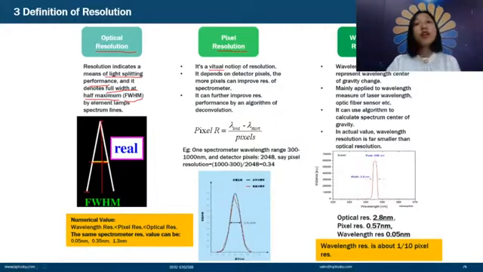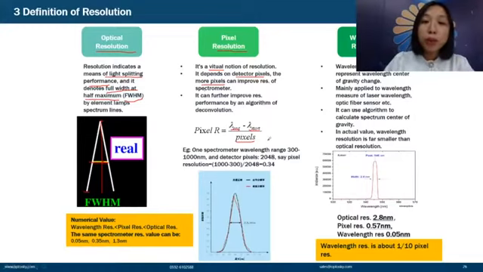The second one is the pixel resolution. Pixel resolution is a virtual notion of resolution. It depends on the detector's pixels. So the more pixels there are, the better the resolution. If we want to improve the resolution performance, we can use the end wavelength divided by the start wavelength, and divided by the pixel count. So the more pixels, the smaller the resolution value, and the smaller the resolution value, the better the resolution.